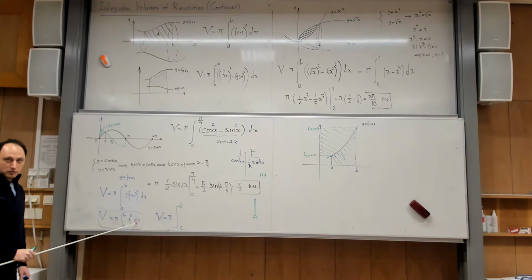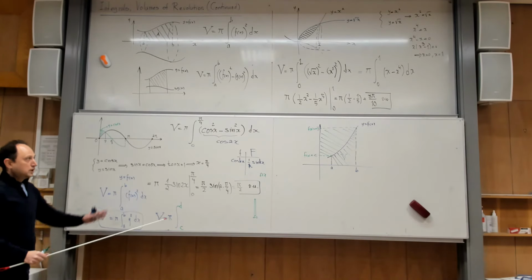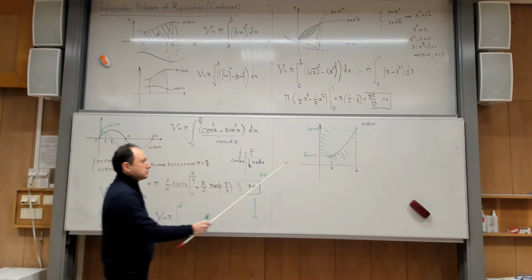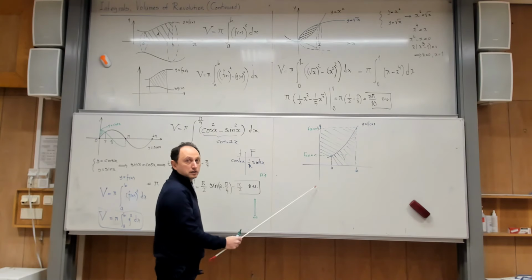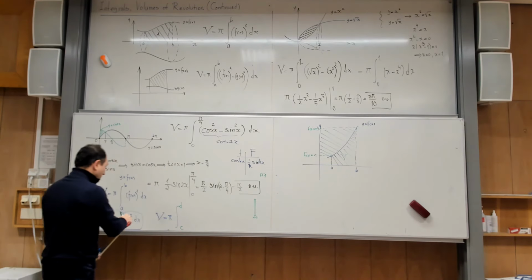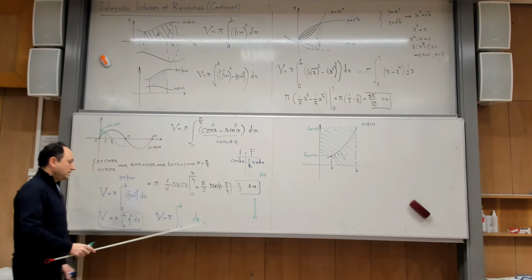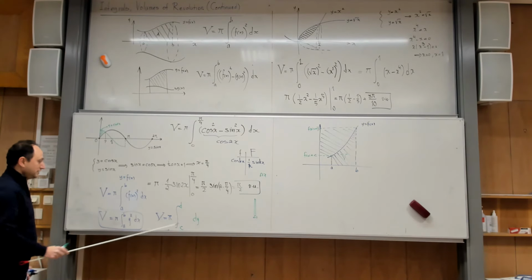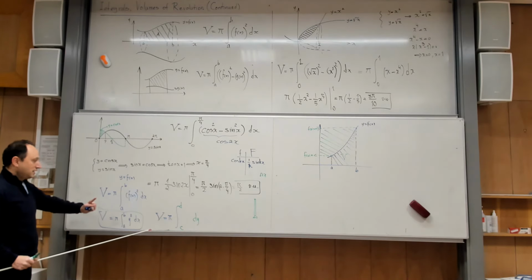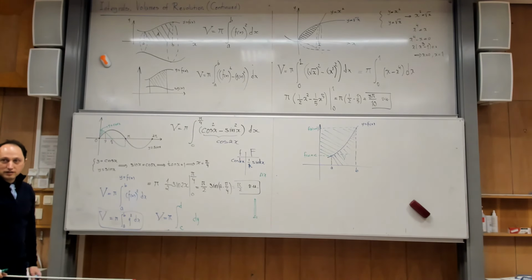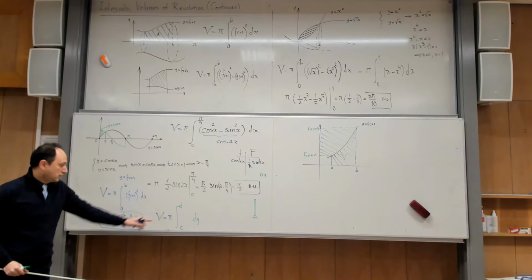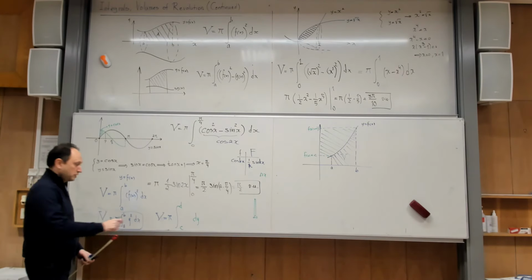It means your variable is x. When I want to rotate about the y-axis, what is varying here is y. So instead of dx, I will have dy. But can you guess what I should write here? By analogy, I am interchanging the role of x and y. So x goes to y, y goes to x. So it becomes x squared.